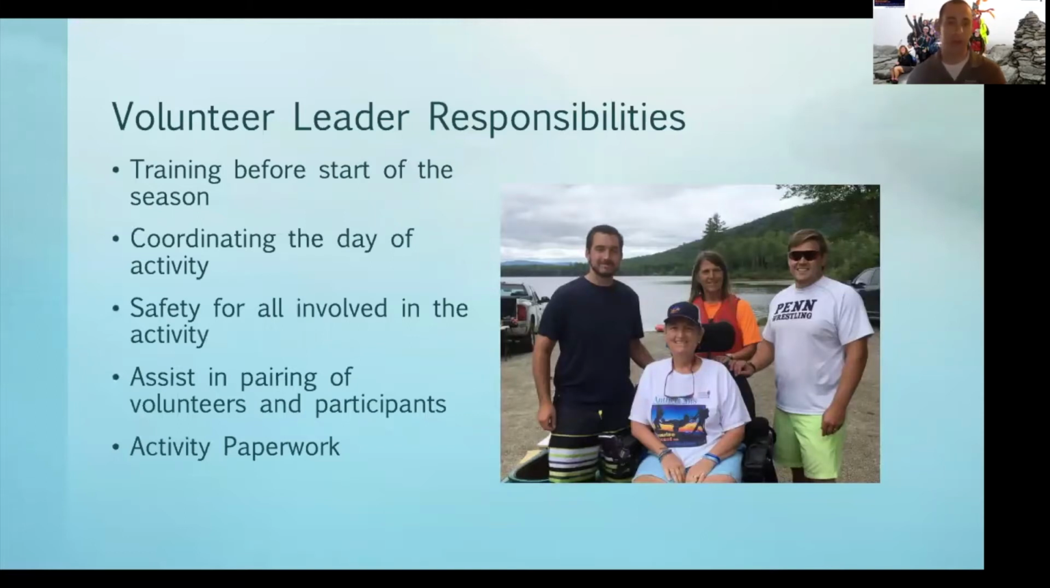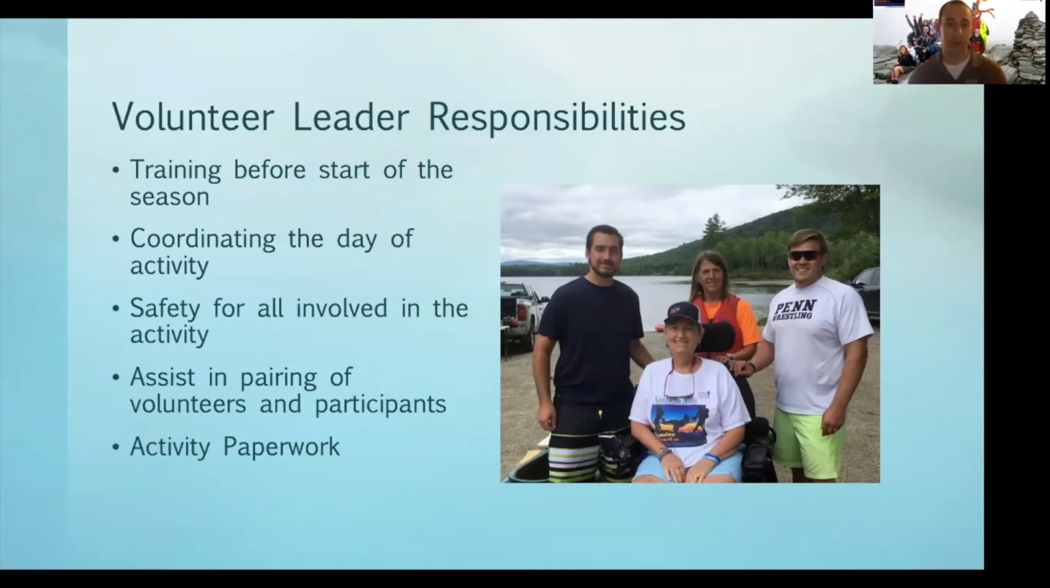Like I said, staff is most likely not there, so they're really in charge of making sure we have a good, successful day. Safety is their number one concern, to make sure that everybody's safe, volunteers and participants. They do assist in the pairing of which volunteers work with which participants, although we like to make that a joint effort. Our volunteer leaders don't always know the ins and outs of who our volunteers or participants want to work with or what lessons they want to be on.